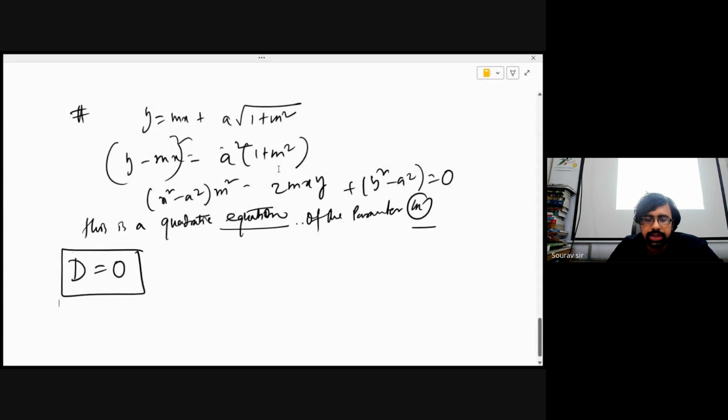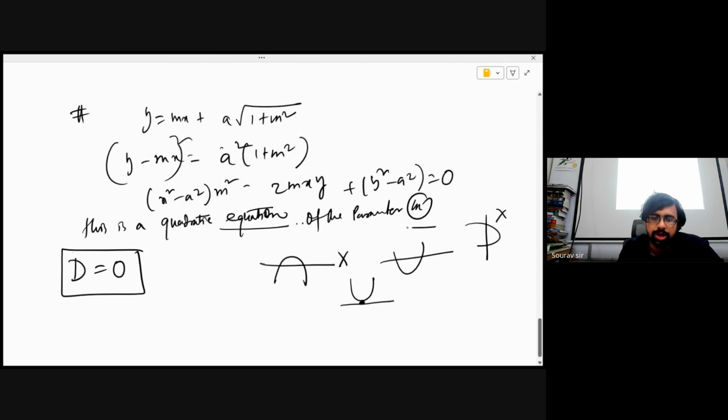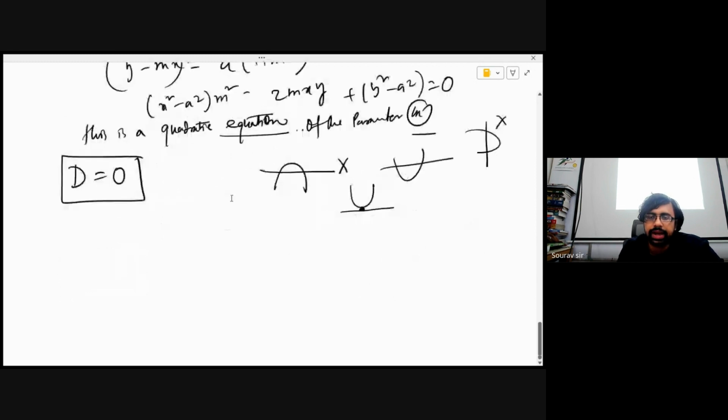So here d equal to 0, discriminant. Because the parabola, if we do it like this, this is not, it will go like this, this is not, only when it goes like this will it work, right? Just touching at a single point. So it's quite like that.